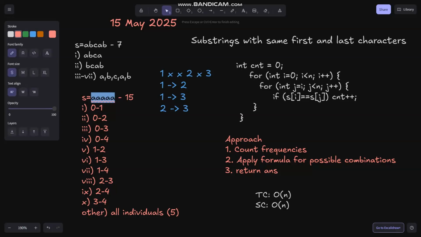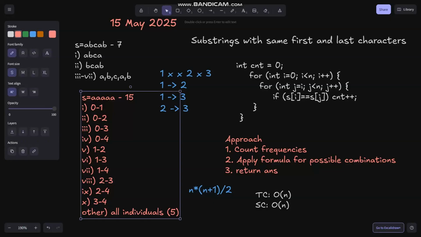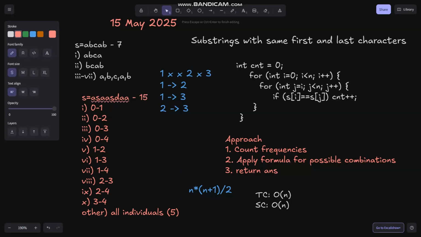So there is basically a formula to count all possible substrings that can be generated from the same characters. That is, the formula is n into n plus 1 divided by 2. So for example, here the value of n would be the frequency of A, that is 5. So 5 into 6, that is 30, divided by 2, that is 15. So that is the formula. Now this formula will also apply even if there are some other characters in between. So these were consecutive, but it is not necessary to be consecutive.